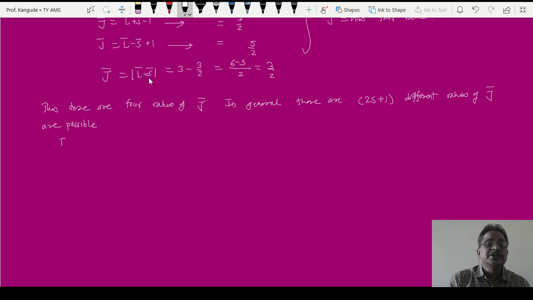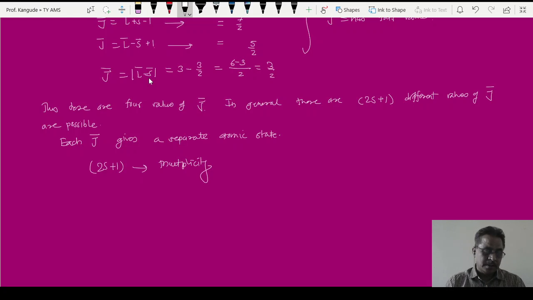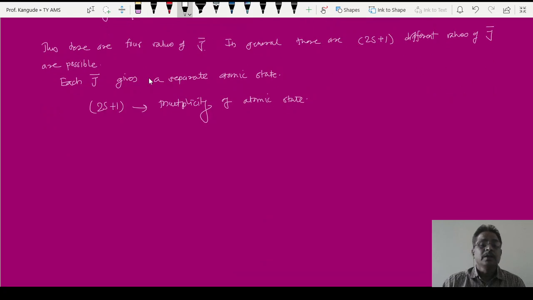Okay, and each J bar gives a separate atomic state, and that is what the quantum states are, the notations which we are going to write there. Therefore this quantity twice S plus 1 is called the multiplicity of the atomic state.